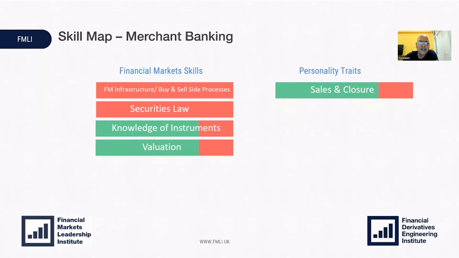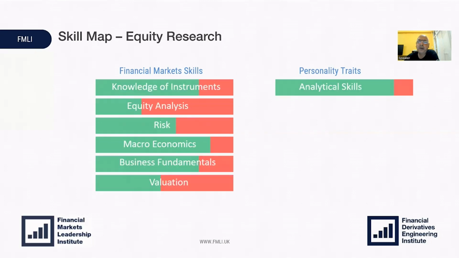Merchant banking, again, you need knowledge of capital markets, financial market infrastructure, buy and sell side processes, etc. Again, you need knowledge of securities law, especially around IPOs, knowledge of instruments and valuation. Okay, in personality traits, not so much sales and closure because there is a whole system in place for selling IPOs. Equity research, somebody was asking, financial analyst. When I say equity research, I also mean financial analyst. So knowledge of instruments is the first because that is what you are going to analyze.